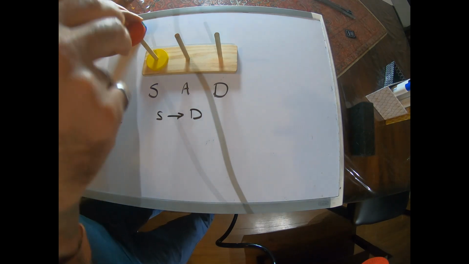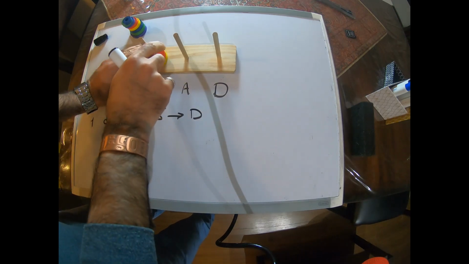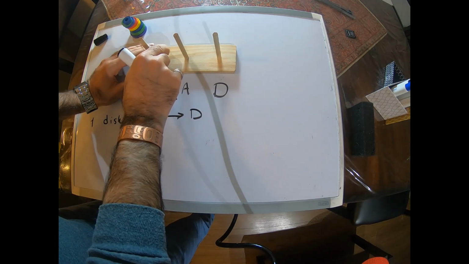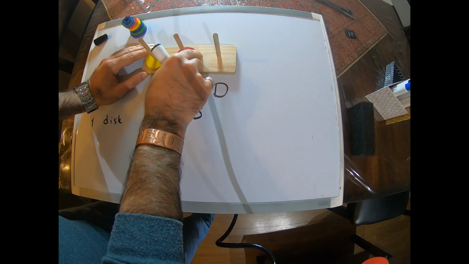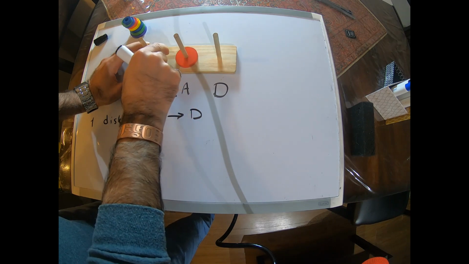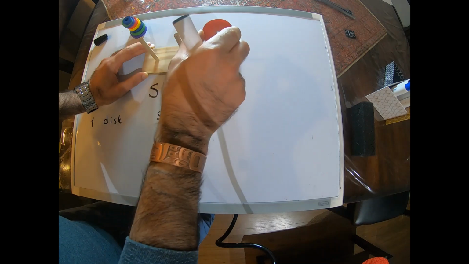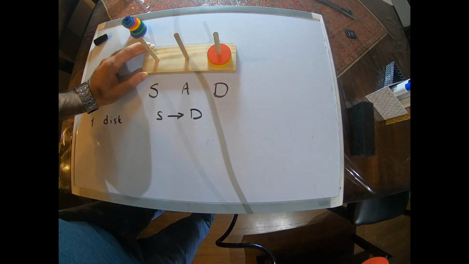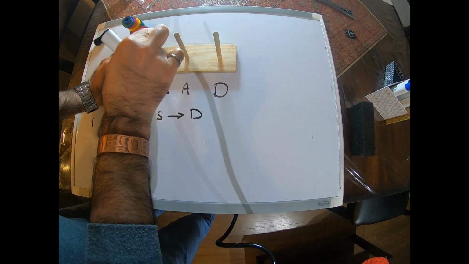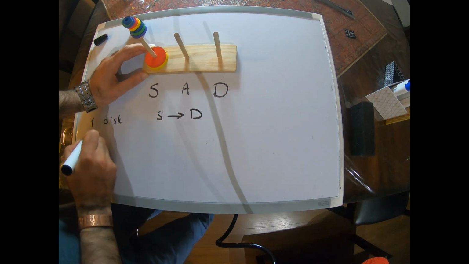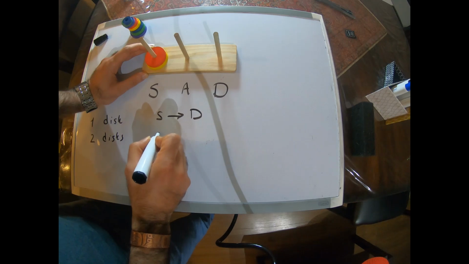If we add another one, what we need to do is basically move the top disk to the auxiliary rod, the source one to the destination rod, and then the auxiliary one to the destination rod. That's solved. Right, so now we know how to move two disks. We already know how to move two disks from source to destination.